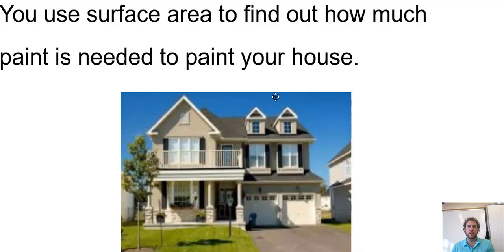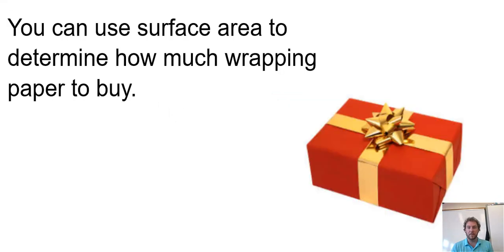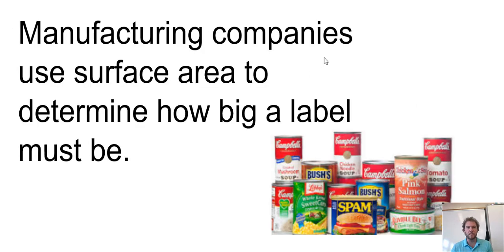Well, we might use this if we wanted to paint our house. If I wanted to paint my house, I would want to know how much paint to buy. I wouldn't want to buy too much or too few, and I could figure that out by doing some calculations, figuring out how much wall surface there is to paint. Farmers would use this. They'd use this to figure out how much wrap to get for their hay bales, how to organize their gardens or their farms. Gift wrapping, right? If you wanted to wrap someone a present, you would need to know how much wrapping paper to use. Again, that is surface area, covering the surface of a three-dimensional object.